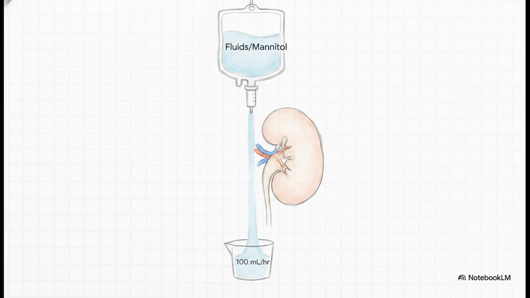Here are the pearls. The absolute first step is always to stop the transfusion immediately. Then, send samples for a repeat cross-match, aim to maintain a urine output of over 100 milliliters per hour, and alkalinize the urine with sodium bicarbonate to protect the kidneys. Note that steroids have absolutely no established role here.